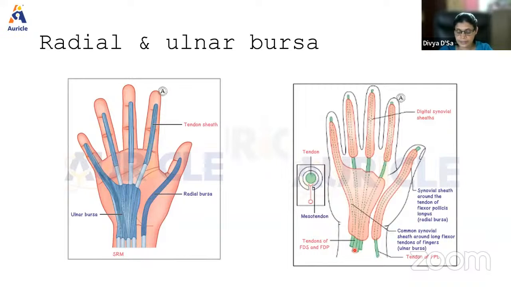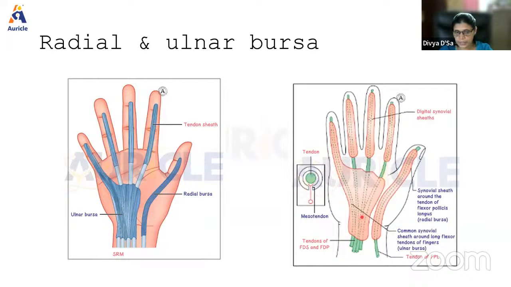can get extended. The radial bursa: the tendon of the flexor pollicis longus, while passing through the osteofibrous canal, also gets enclosed within a synovial sheath, and that is called the radial bursa. Proximally, it will extend into the forearm for about a finger's breadth, beyond the flexor retinaculum, and distally it is continuous with the digital synovial sheath of the thumb.